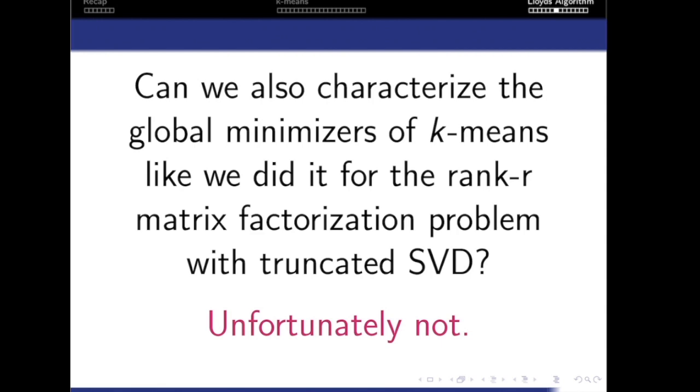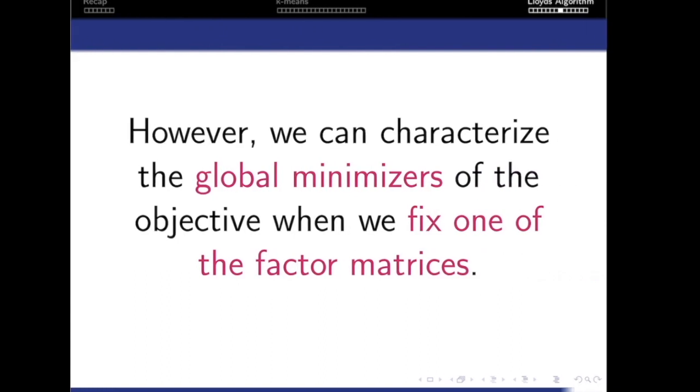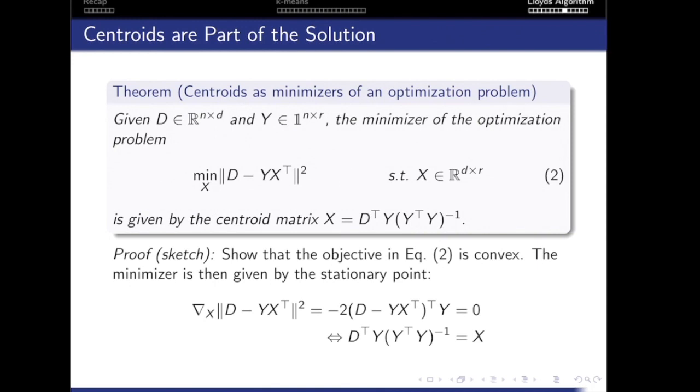a solution. So for k-means we have this problem that we get a solution which is a local minimum of our objective, but we don't know how close it is actually to the global minimum. So in this respect we cannot say much. But we can characterize the global minimizers of the k-means objective when we fix one of the factor matrices. So what we do now is we compute the minimum of our objective when we fix either Y or X.